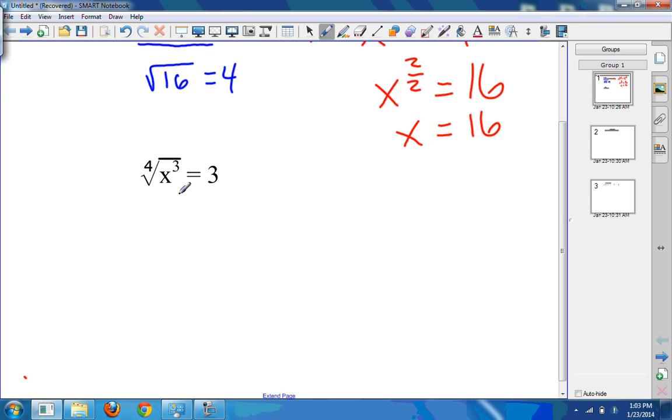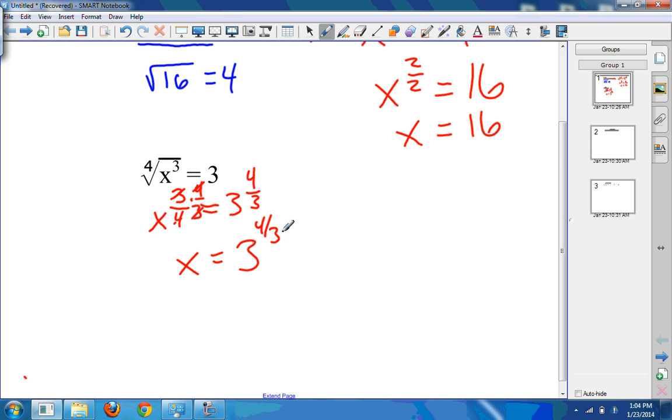We can convert this root into exponential form, and it'll become x to the 3/4 power. So to get rid of 3/4 power, we need to multiply by, or take it to the power of 4 over 3. So x to the 3/4 power to the power of 4 over 3, 3 over 3 cancels out, 4 over 4 cancels out, and we just get x to the 1st power is equal to 3 to the 4/3 power.